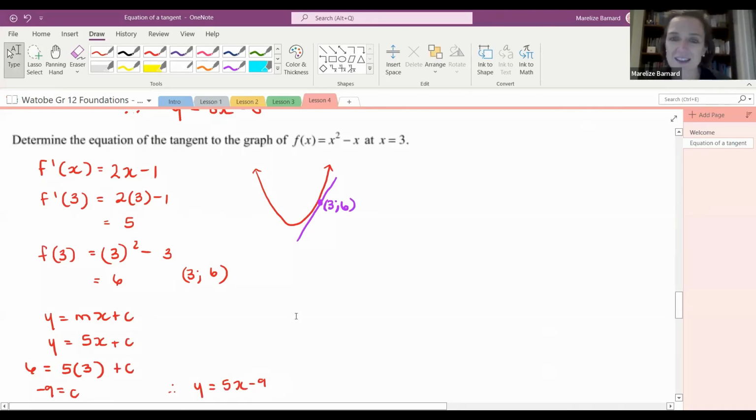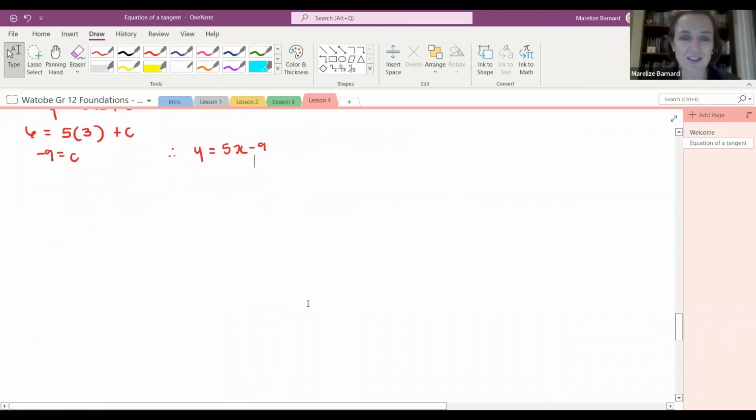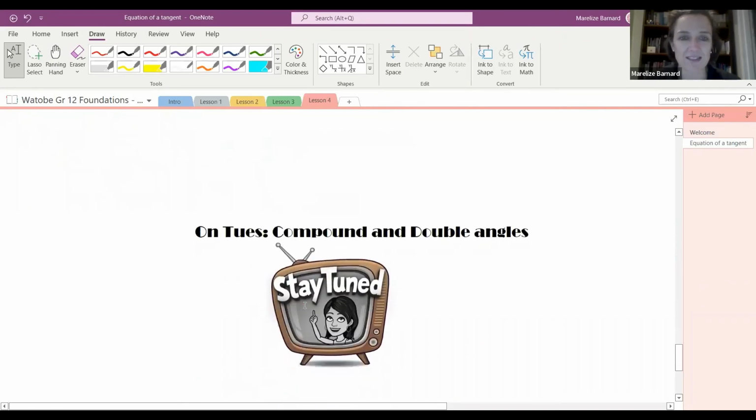Okay, excellent stuff. Well done. I think a lot of people got that right. That's excellent. That's 5 marks in the bag. So if you can now differentiate, you can do first principles, you can do tangents, you're already on about 15 marks for the calculus section, which is fantastic.